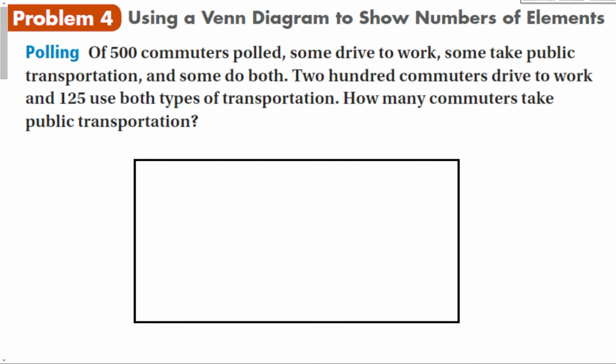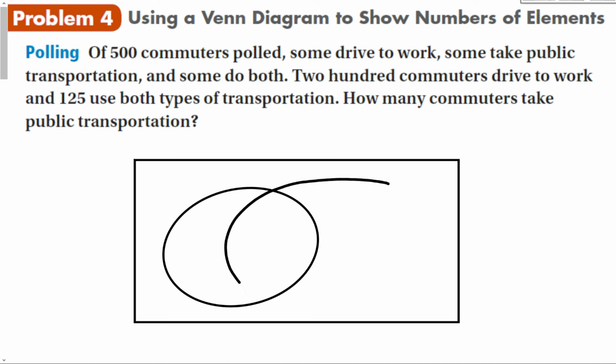All right, so we have 2 things going on here. Of 500 commuters polled, some drive to work, some take public transportation, some do both. So there's 2 groups of people here. We have that group and, ooh, that group. I don't like that one. Let's do that again.